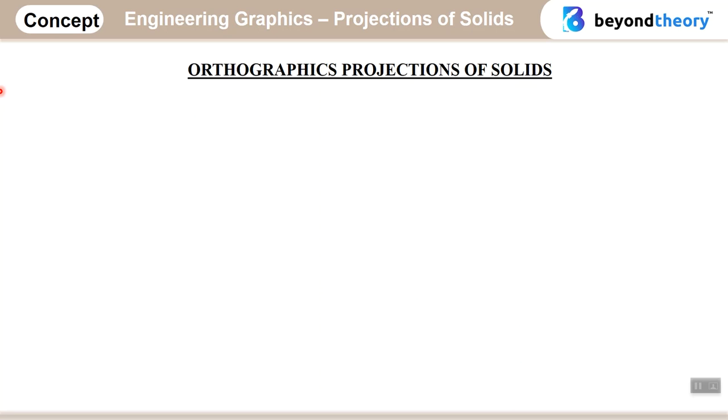In this section, we are going to discuss the orthographic projections of solids. And in this particular video, we'll be studying the different types of solids that are available, and then we'll be identifying the positions of these solids with respect to HP and VP. So mainly in solids, we have two types of solids: prisms and pyramids.